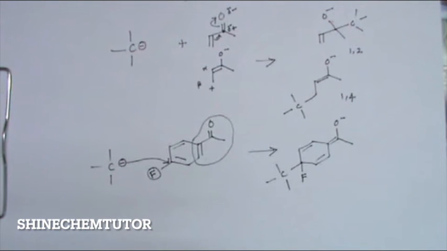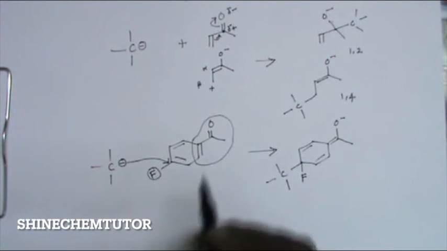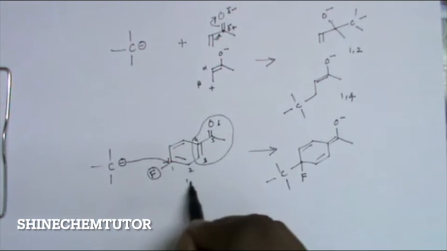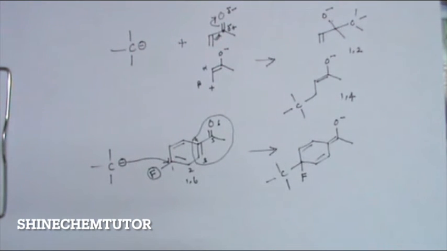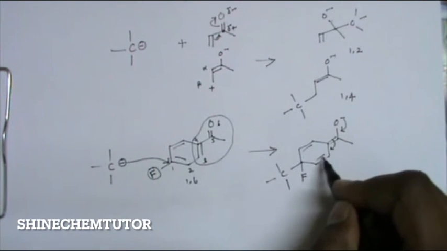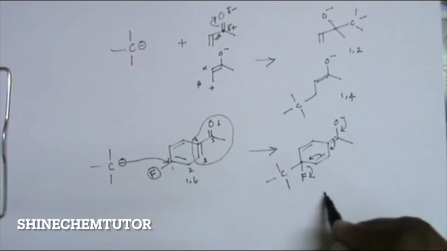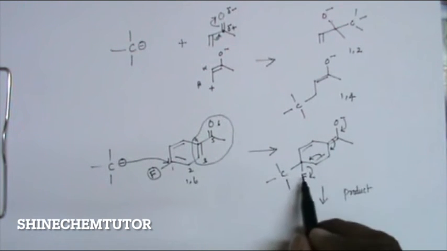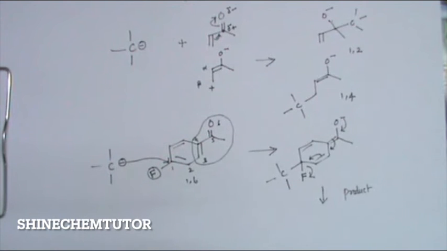It is similar to 1,4 addition. I can say it is 1,6 addition. When it comes back, the fluorine will be removed and we get the product. So fluorine is displaced with the carbanion. This reaction is referred to as aromatic nucleophilic substitution.